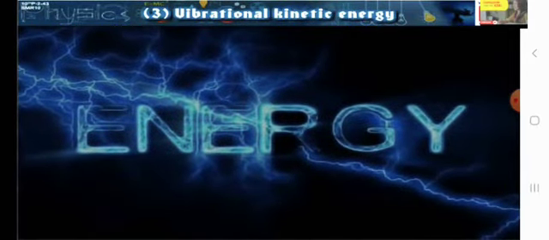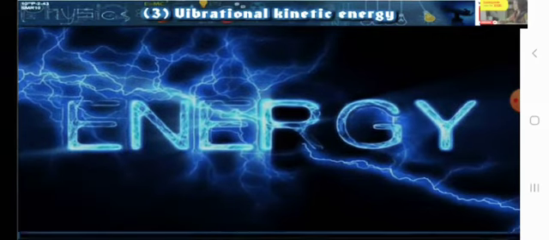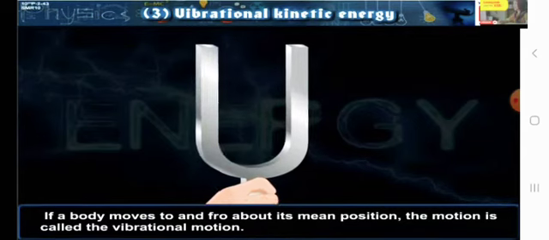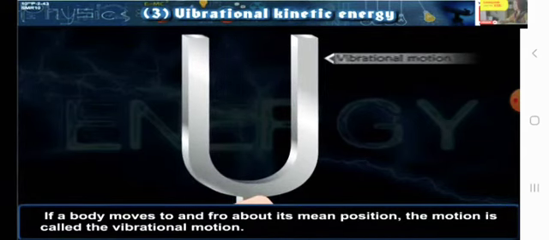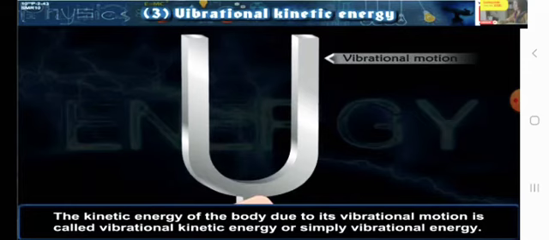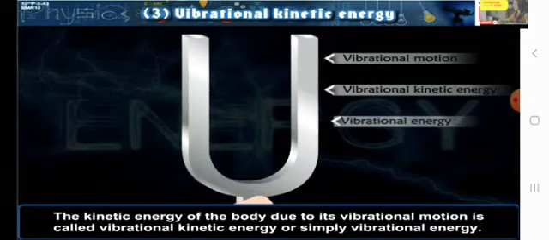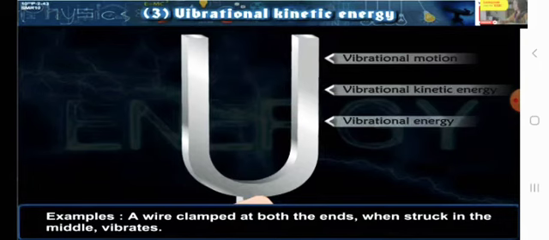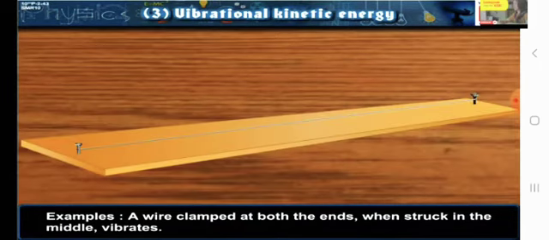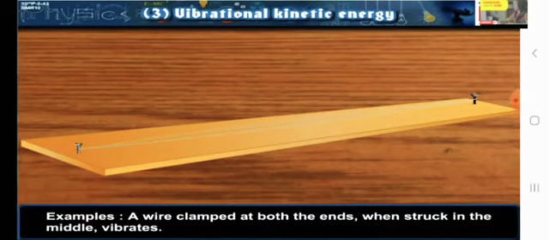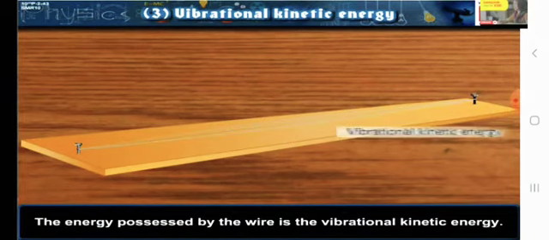3. Vibrational kinetic energy. If a body moves to and fro about its mean position, the motion is called the vibrational motion. The kinetic energy of the body due to its vibrational motion is called vibrational kinetic energy, or simply vibrational energy. Examples: a wire clamped at both the ends, when struck in the middle, vibrates. The energy possessed by the wire is the vibrational kinetic energy.